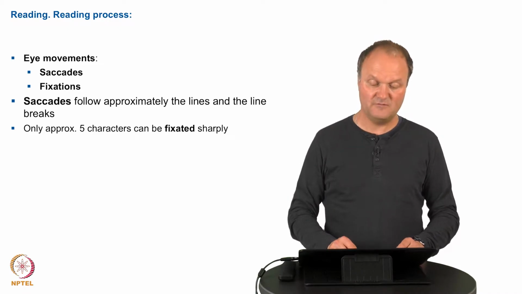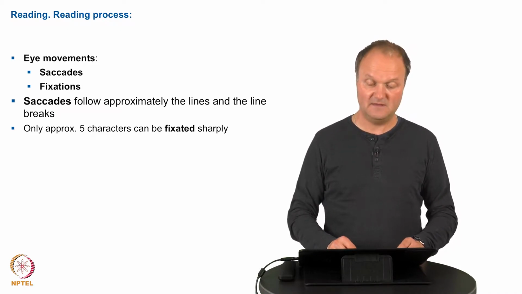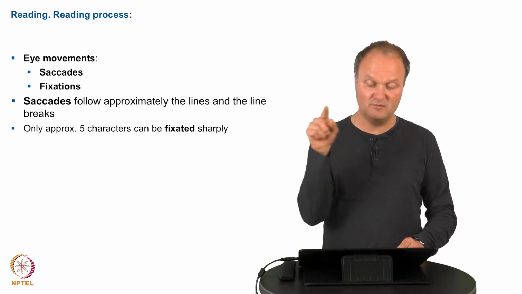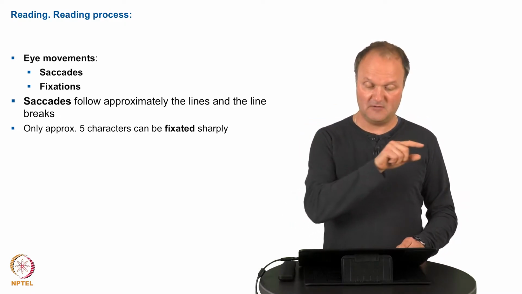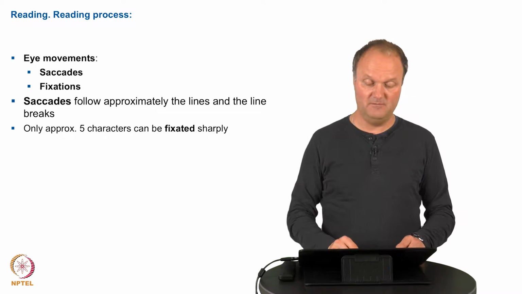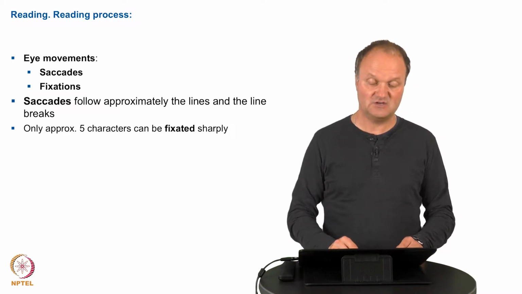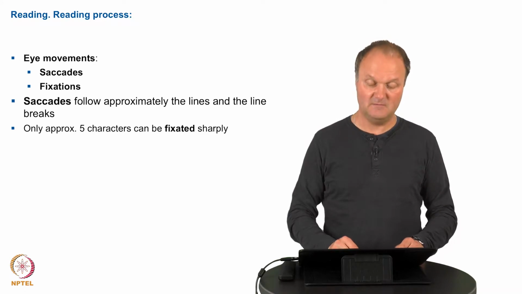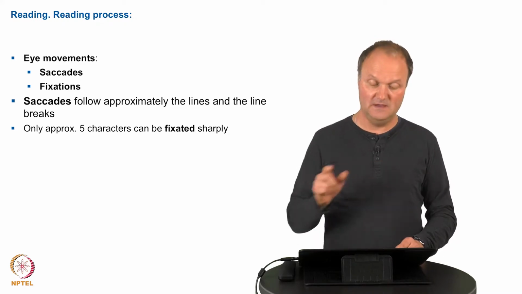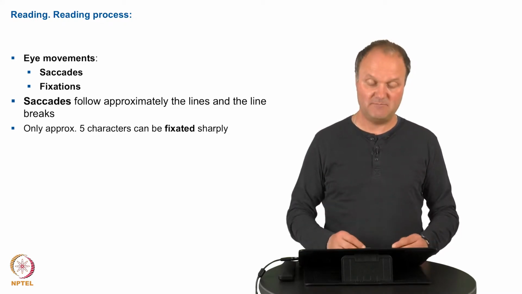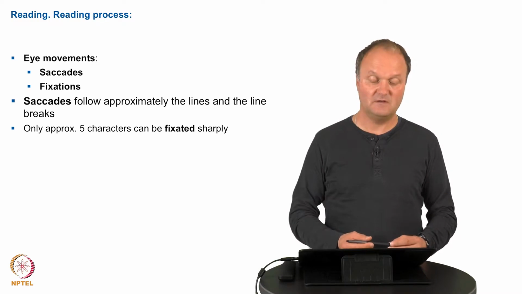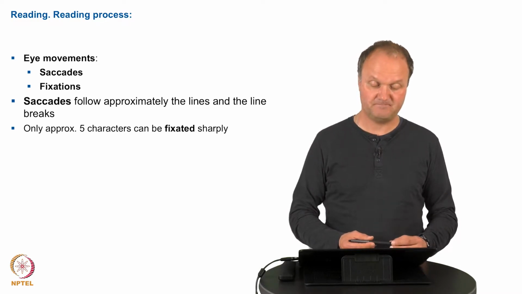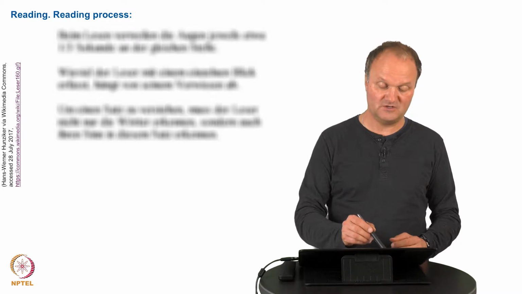The saccades follow approximately the lines and the line breaks. That is, we read through the text as the characters indicated. But during a fixation, we can only fixate approximately 5 characters sharply. That means if we have a very long word, this cannot be covered by one fixation alone, but we have a saccade in between. We have a jump of 2 different fixations. Let's watch how this happens.